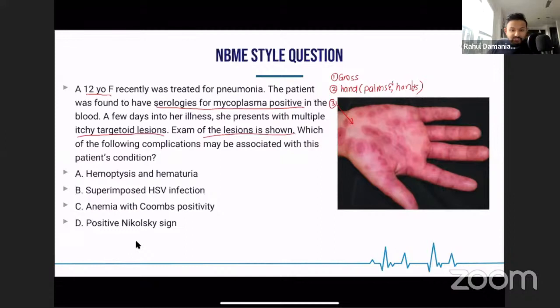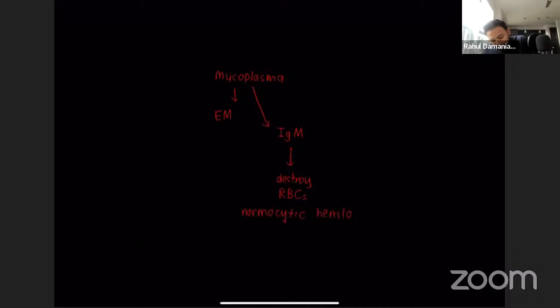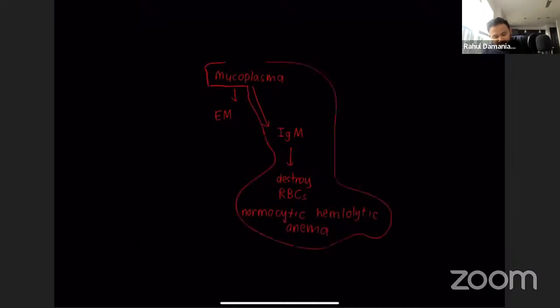All right, we have a lot of different answers, and the correct answer here is C, anemia with Coombs positivity, because remember that the pathophysiology is very unique. Mycoplasma can not only cause you to have erythema multiforme, which is the rash, but mycoplasma can also cause a Coombs positive cold agglutinins reaction, in which you have IgM that is going to destroy RBCs. And that's why you can have a normocytic hemolytic anemia, because the blood cells are breaking down. And so this is the cold agglutinins pathophysiology. And remember, mycoplasma can cause you to have erythema multiforme.